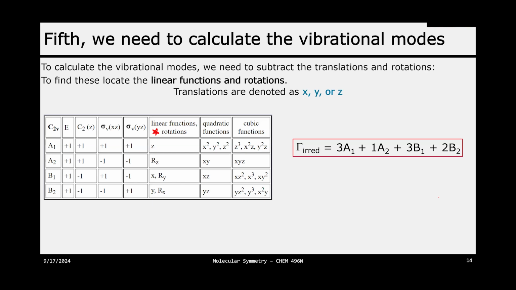So if I look at my linear functions and rotations column, my X, Y, and Z are highlighted, and I'm going to subtract each one of these. Say I had Z and X up here, it would be 2A1, not just A1. But we're just going to subtract each one. So we get 1A1 because it's a Z contribution, 1B1 because it's an X contribution, and 1B2 because it's a Y contribution.